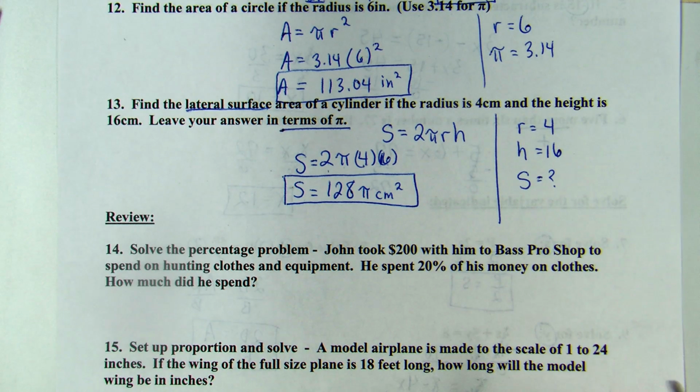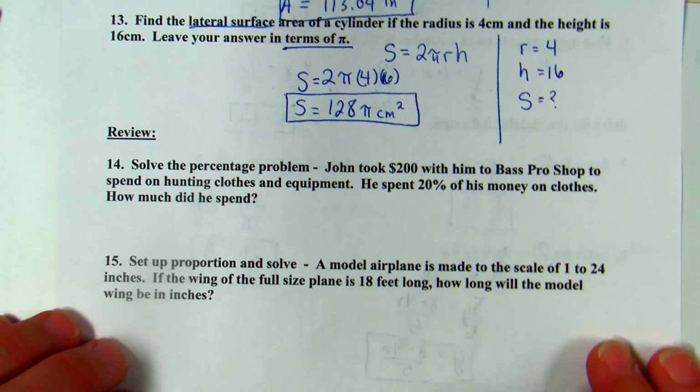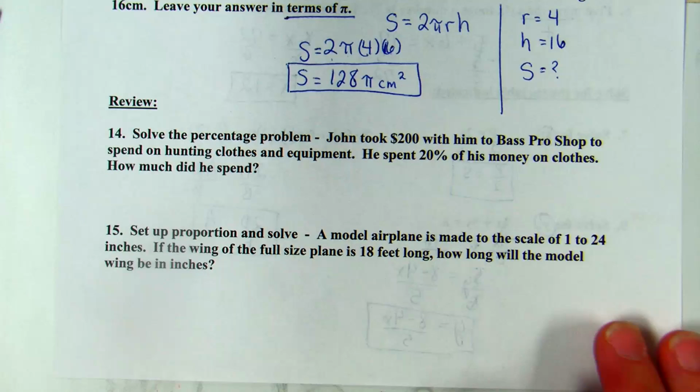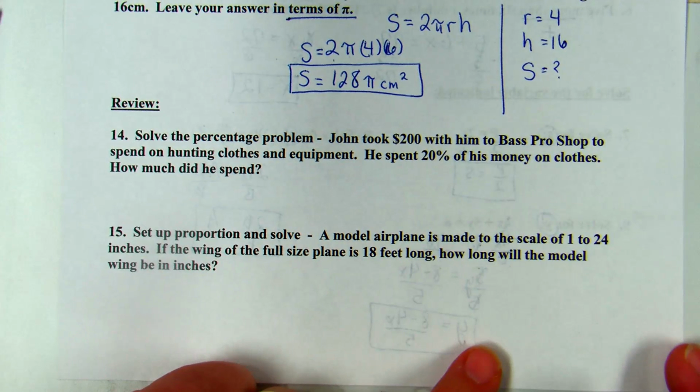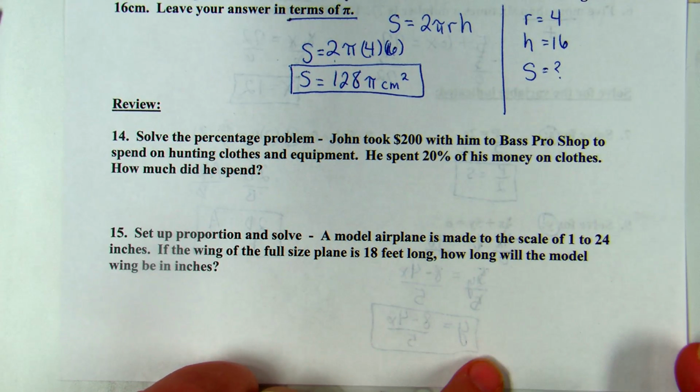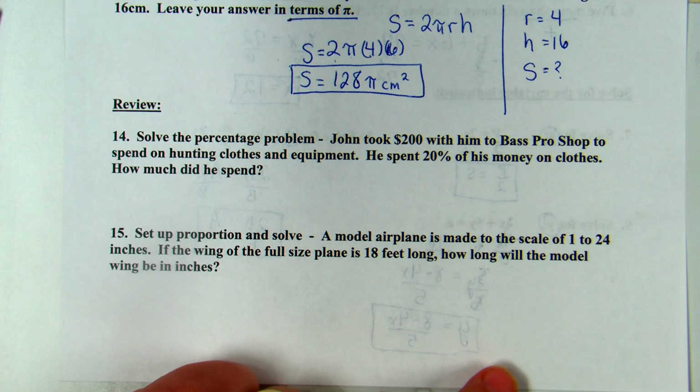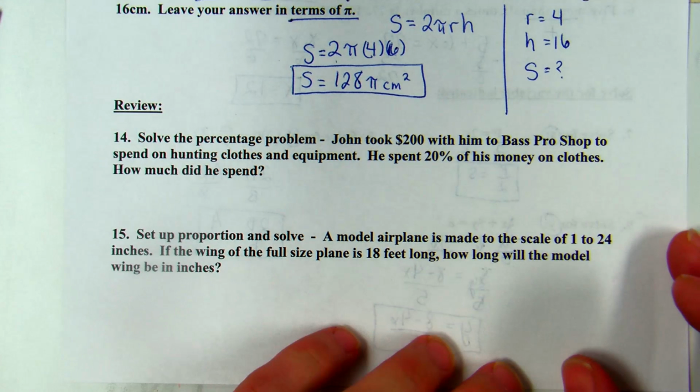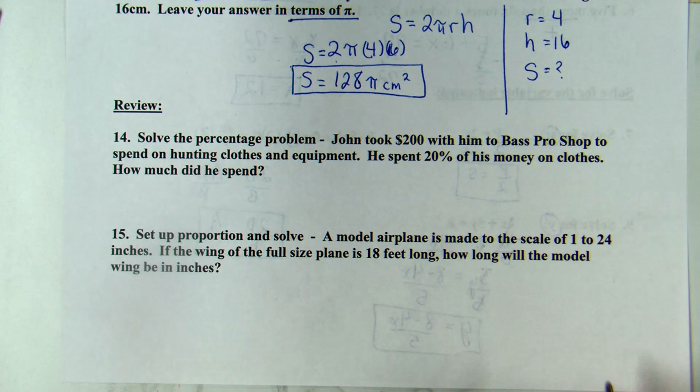Alright, the last two problems on our review are actually review problems from previous chapters, previous sections. The first one, we're going to solve a percentage problem, and that is John took $200 with him to Bass Pro Shop to spend on hunting clothes and equipment. He spent 20% of his money on clothes. How much did he spend?